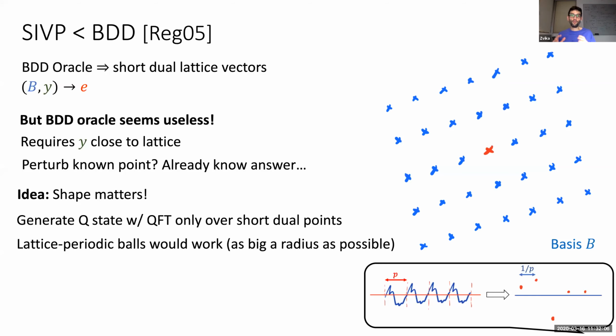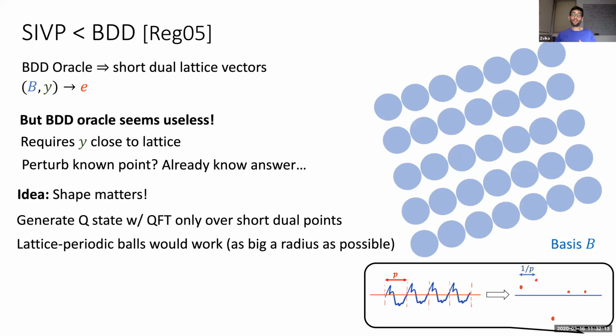I'm not going to tell you why this is the case. Those of you who worked a little bit with Fourier transforms probably have some intuition. But if I replace each lattice point with just a ball, and I define a lattice periodic function defined by the sequence of these balls, then the quantum Fourier transform of this function is indeed going to be supported mostly over short vectors in the dual. So this is going to be our task now, to generate this superposition.